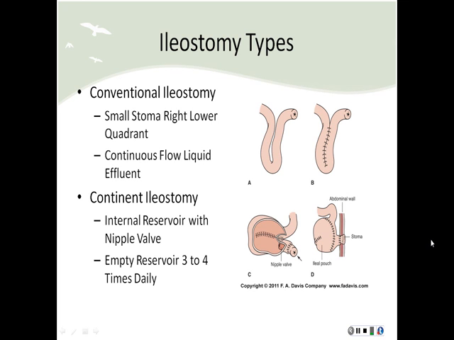With the conventional ileostomy, it's a small stoma to the right lower quadrant, and it has this continuous flow of liquid, effluent, or feces. And then with the continent ileostomy, again, there's that reservoir, and it'll have that nipple valve, and then the patient will access that reservoir and empty it themselves, and again, about 3 or 4 times a day.